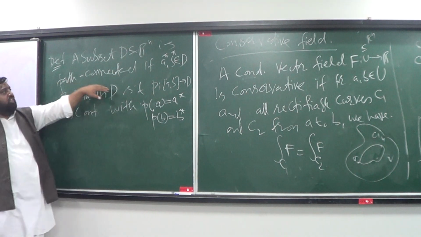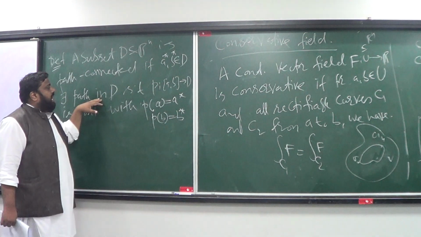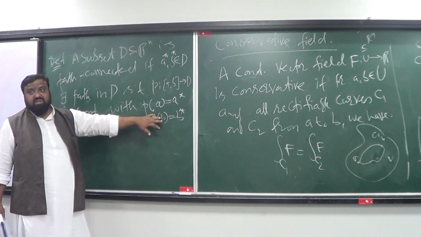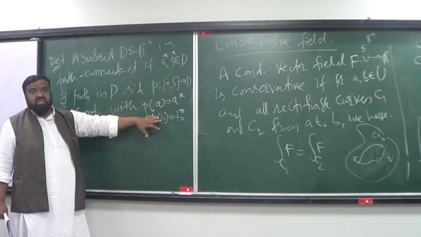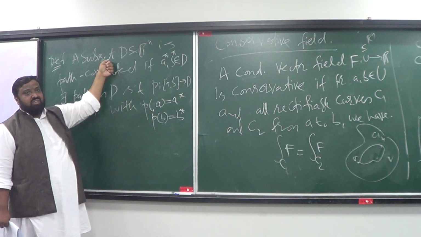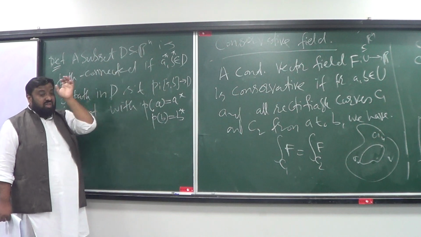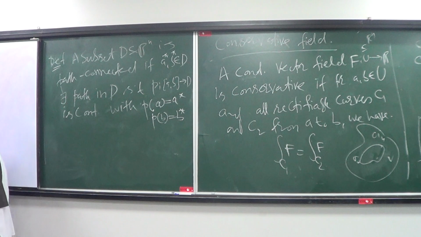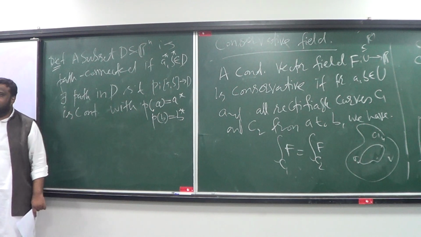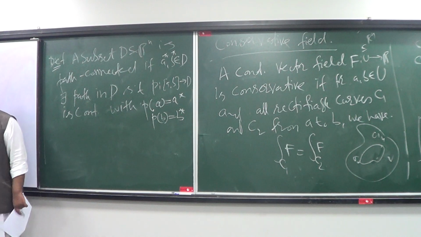So you have a region, you take two points, you can find a path that is continuous and which lies in the region. That's basically what you're saying. Such a region is going to be called a path connected region. And which set is not going to be path connected? Can you think of something that is not path connected?